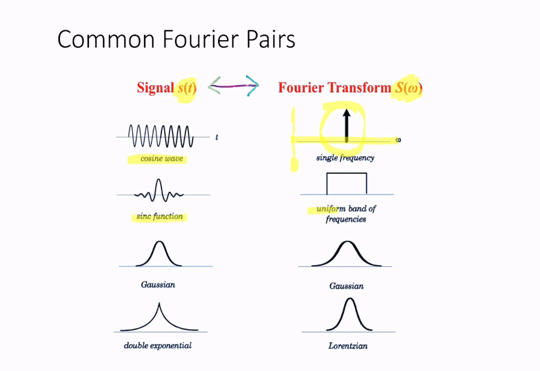So this is just a little example. A Sinc function will give you a boxcar function or a rectangular function. A Gaussian will give you a Gaussian, and a double exponential will give you something called a Lorentzian. All of these I can give you the mathematical expressions for, but for now I'm just giving you an idea of how different signals look in the different domains. It's interesting to see that the Gaussian pulse looks exactly the same.